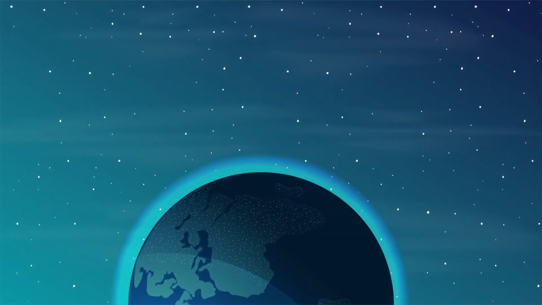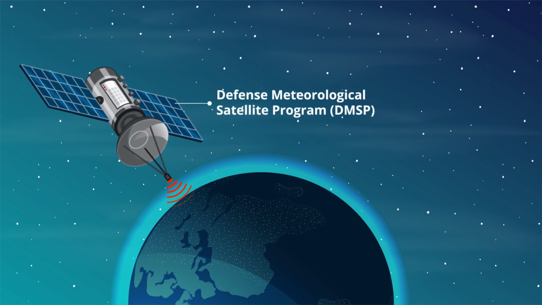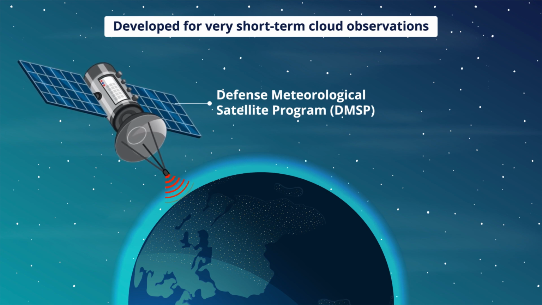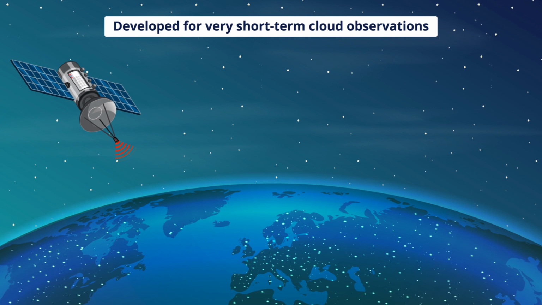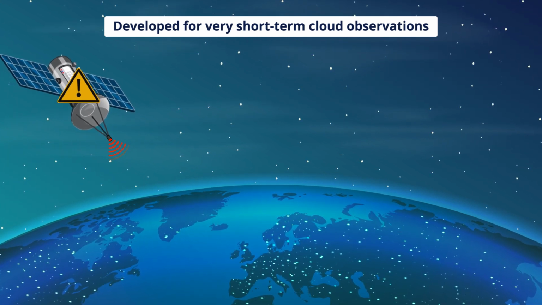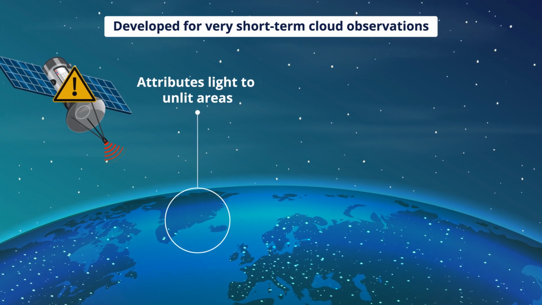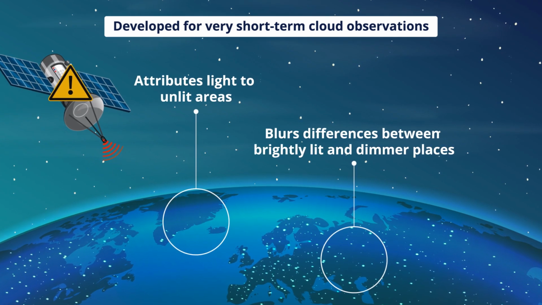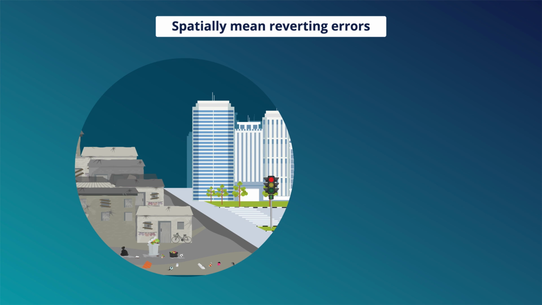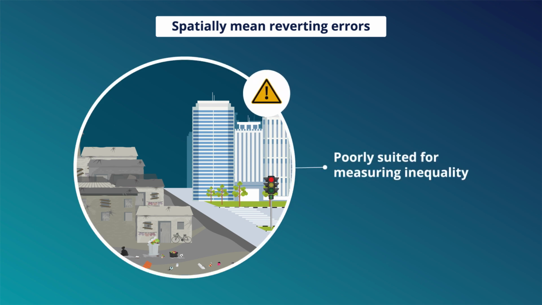The most popular data are from the Defense Meteorological Satellite Program, DMSP, yet this was not developed to measure lights nor to monitor activity on Earth. DMSP data reflect limitations of satellite and sensor technology from last century, attributing light to unlit areas and blurring differences between brightly lit places like city centers and dimmer places like suburbs. These distortions create spatially mean reverting errors, so DMSP data are poorly suited for measuring inequality.